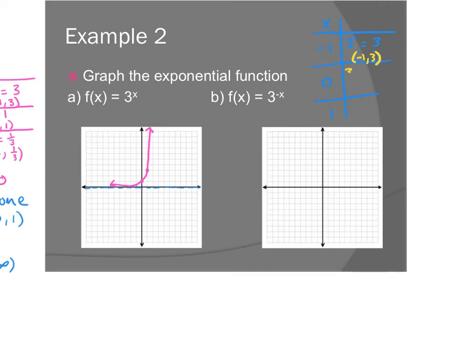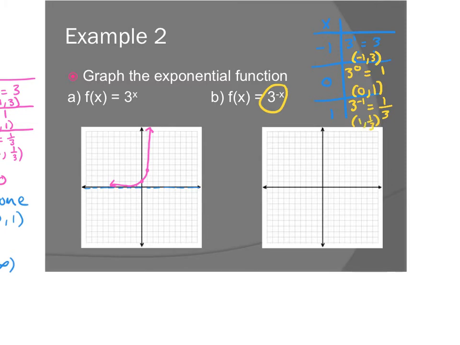And then next we're going to plug in 0, so we have 3 raised to the power of 0, which is 1. So then our point is 0, 1. And then next we're going to plug in 1. So we have 3 raised to the negative 1. It's a negative x, so it would be 3 raised to negative 1, so it's 1/3. So then what's our point here?